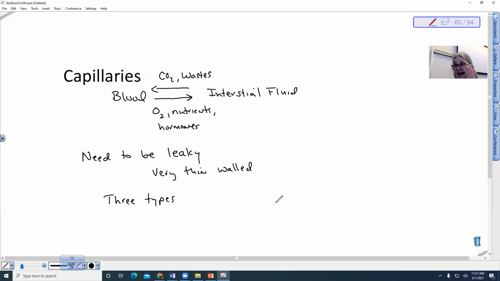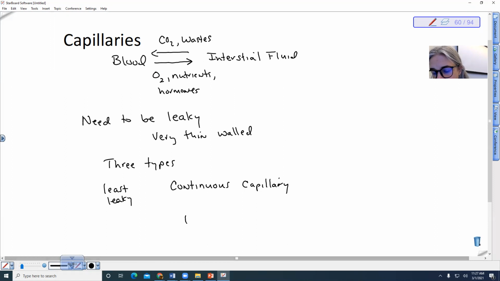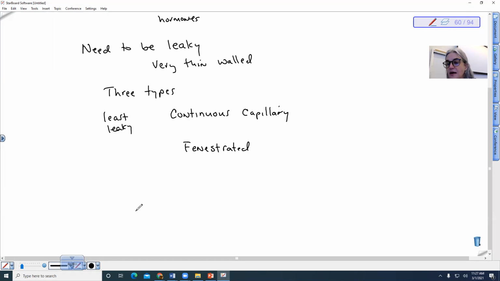The first type is actually the least leaky, and it is called a continuous capillary. So this is the least leaky, the least permeable. And then the next type of capillary is the fenestrated, which would be more leaky. And then we have the sinusoidal.